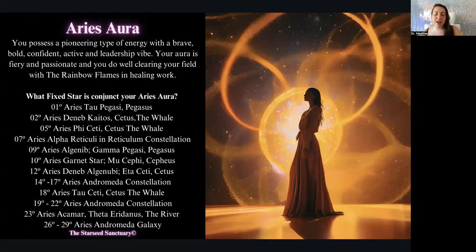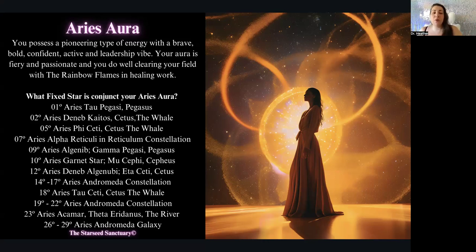Okay, so first up, we have Aries. If your natal asteroid Aura is in the sign of Aries in the tropical zodiac, you possess a pioneering type of energy, very brave, generally very bold, confident, leadership kind of vibe. And your aura is usually pretty fiery and passionate when it's healthy. Okay, and I say that as a side note here for all of the different zodiac sign asteroid auras we're going to go over. When it's healthy, it's going to look, feel, and be radiating very differently than when it has distortions in it.